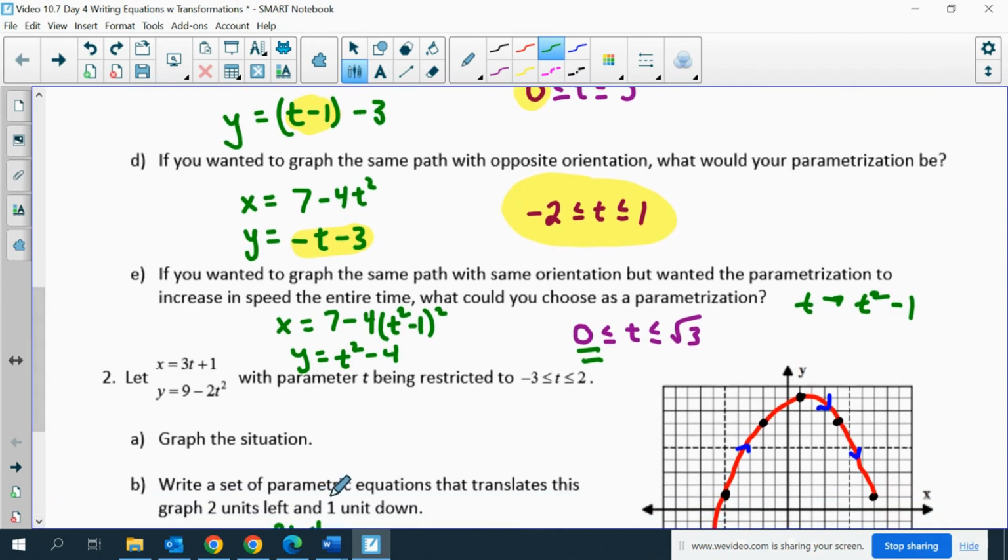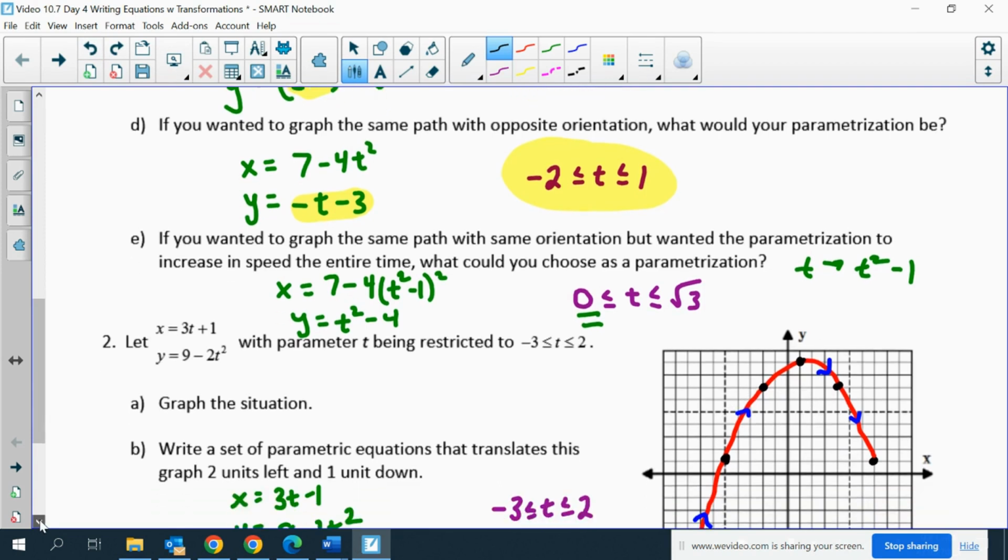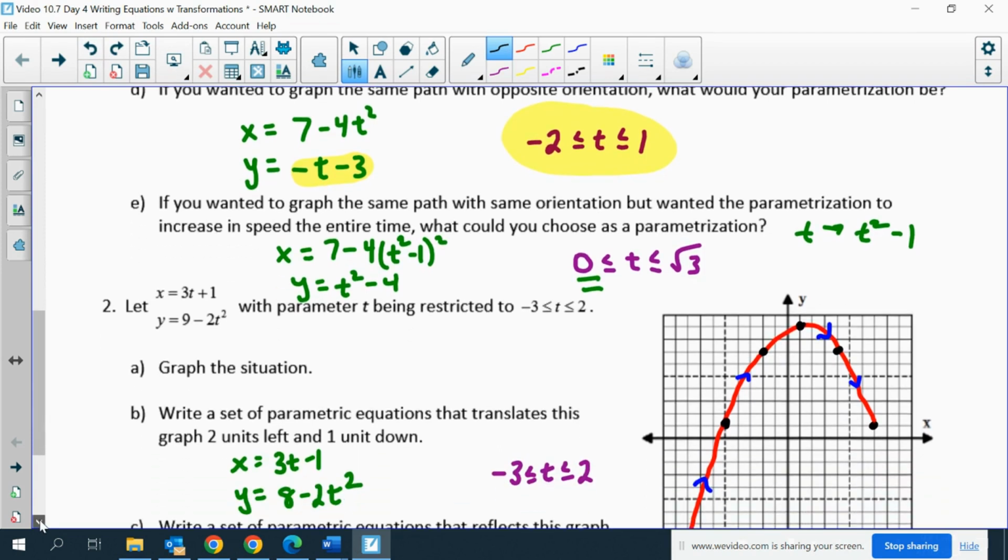So now I want to write a set of parametric equations that translates this graph 2 units left and 1 down. So that would mean my vertex is now here. This point is now here. This point is now here. And so it's going to be like a graph that's shifted down a little bit. Just like when we did shifts in Algebra 2 and pre-calc at the beginning of the year.